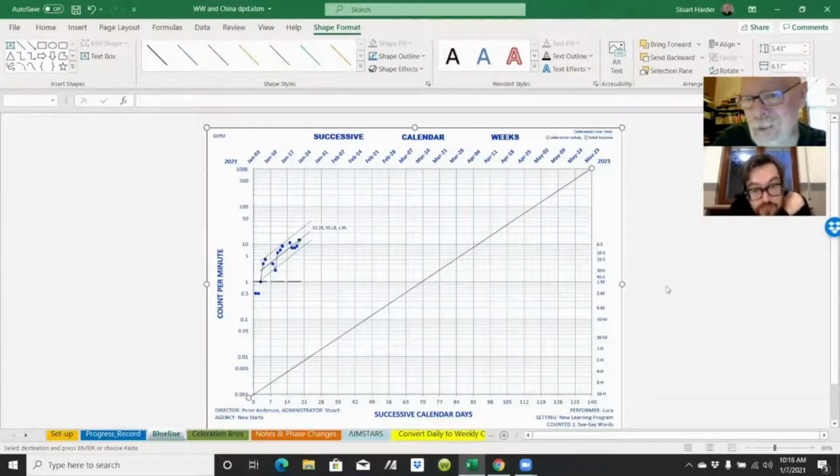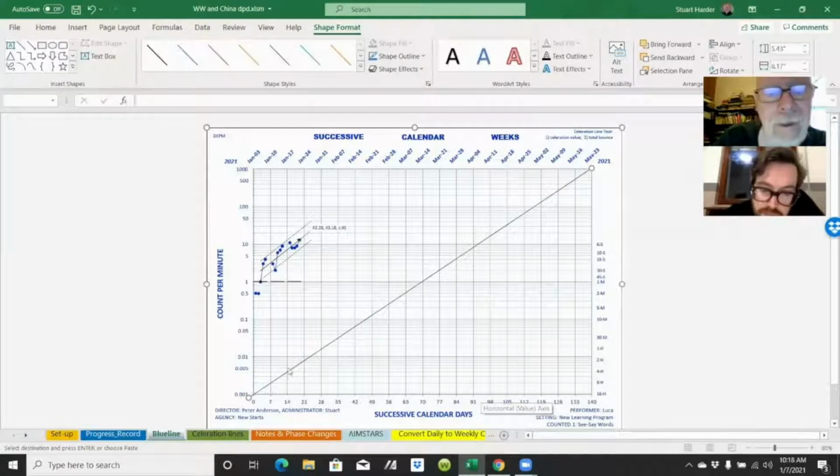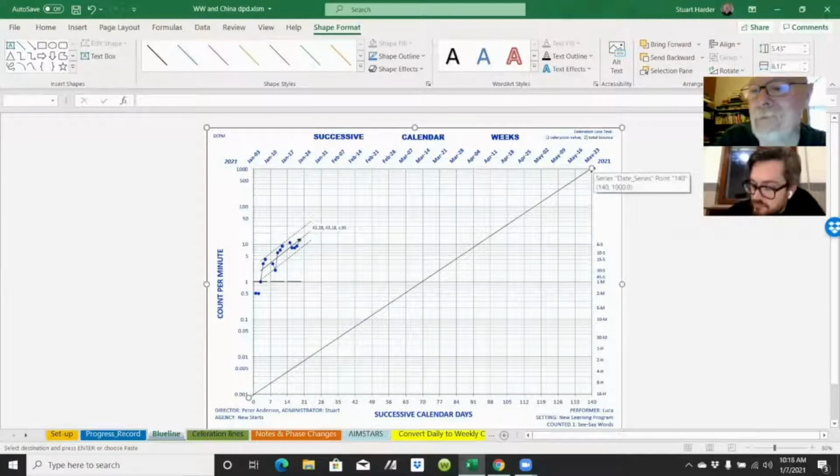That's part of the definition of the standard acceleration chart: the angle of this line relative to the baseline here, this angle right here. That's a 33.4 degree angle and always defines the line of doubling.